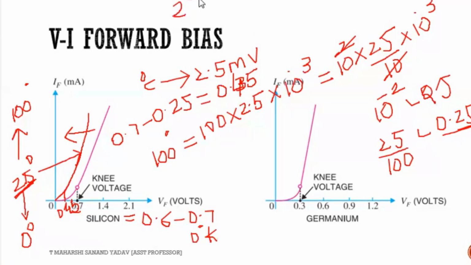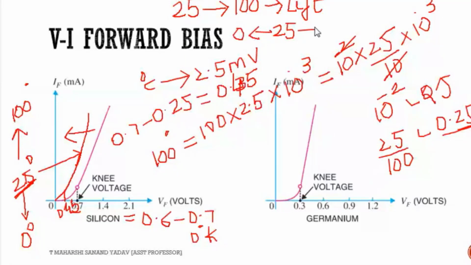See, if you are increasing the temperature from 25 to 100, the graph shifts left or right? There is a left shift, right? Now I'm trying to decrease the temperature from 25, suppose to 0. Now will the graph shift to left or right? Right. That's it. This is a simple concept.